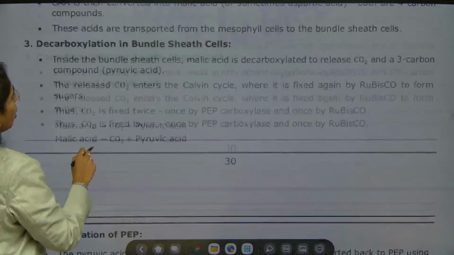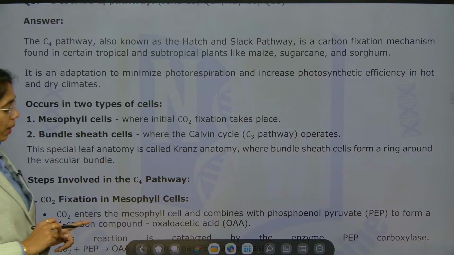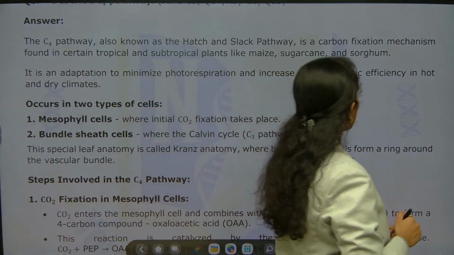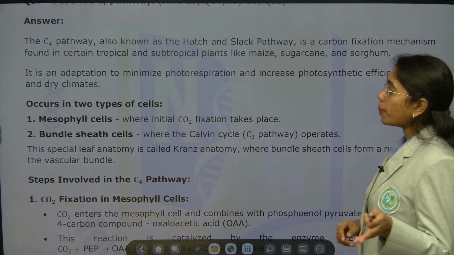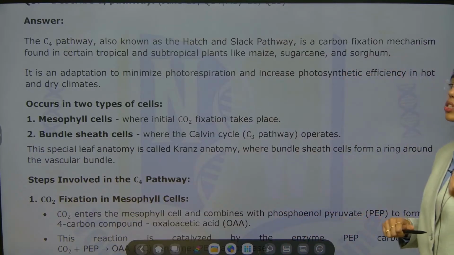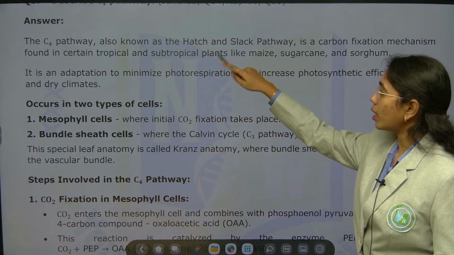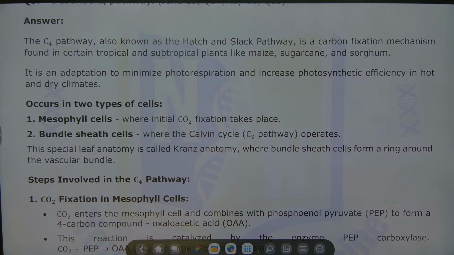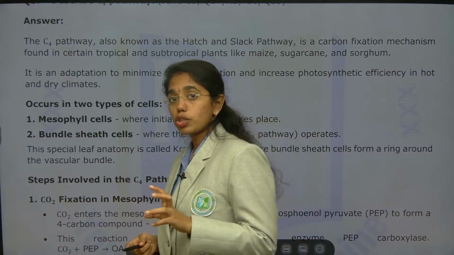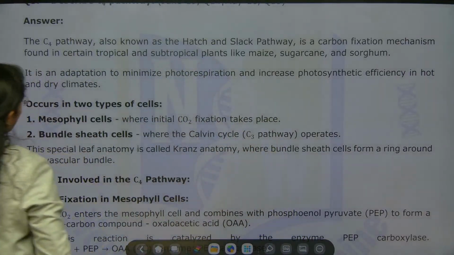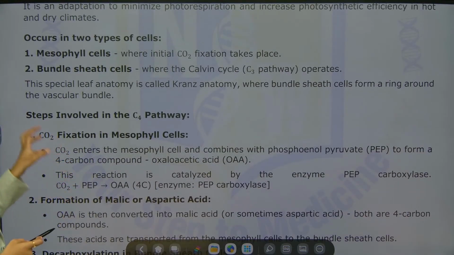So if you see the theory, the C4 pathway, also known as the Hatch and Slack pathway, which is named after the scientists Hatch and Slack, is a carbon fixation mechanism. This is found in certain tropical and subtropical plants like maize, sugarcane and sorghum. It is an adaptation to minimize what? Photorespiration, and this will increase photosynthetic efficiency even in dry climates. This is the adaptation of what? C4 plants. This occurs in 2 types of cells. One is mesophyll cells and second is bundle sheath cells.